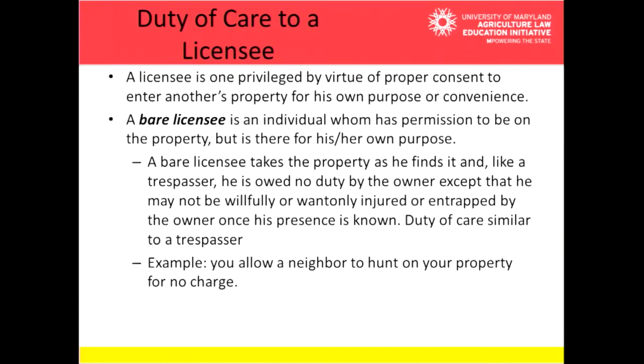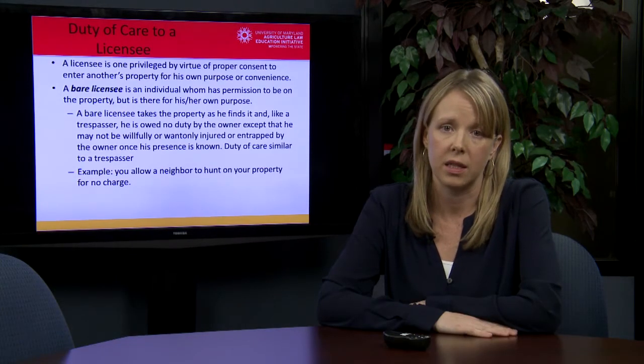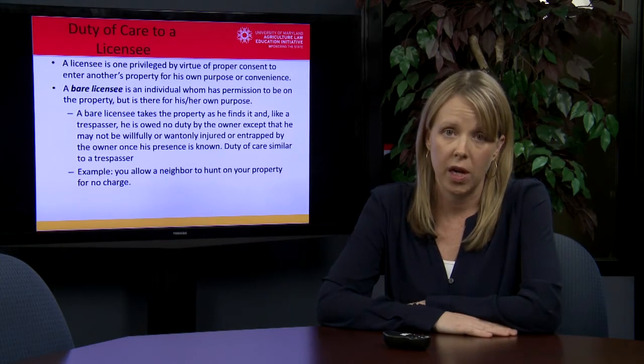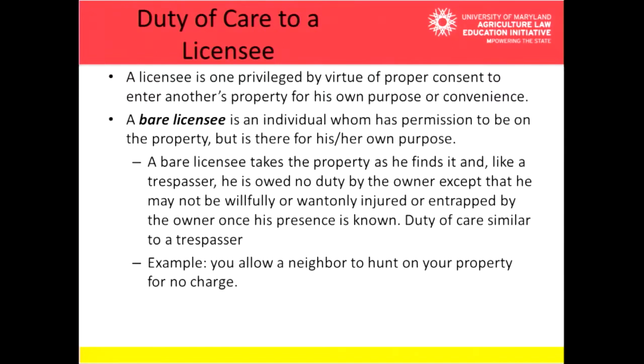A licensee is someone who has consent to be on your property. Licensees are broken down into 2 different categories, the first of which being a bare licensee. A bare licensee is an individual who has permission to be on your property, but is really there for their own purpose. A bare licensee has to take your property as he finds it. This duty of care to a bare licensee is similar to that of a trespasser.